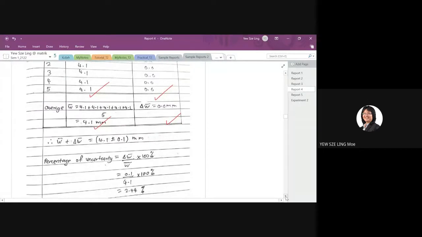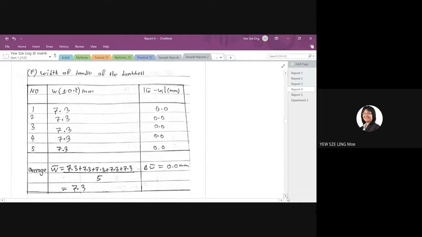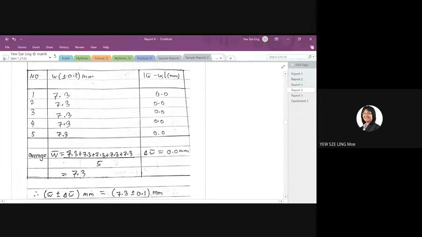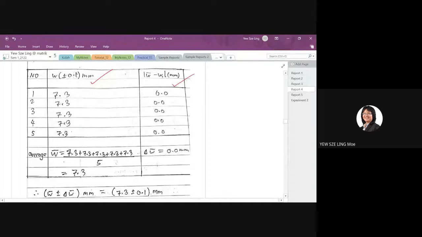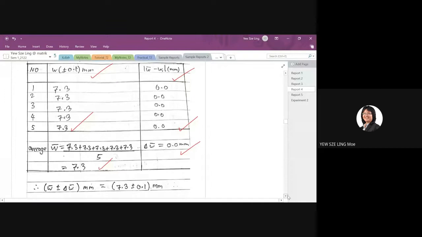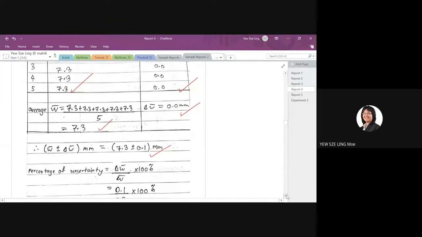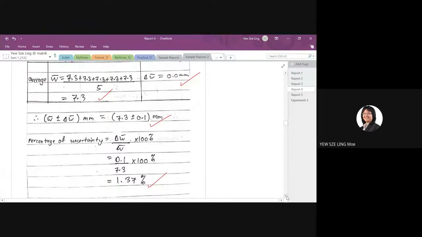When you write down the values in the result form, 4.1 plus minus 0.1 mm. Good. So 0.1 divided by 4.1. Okay, you got it. Same for the next table. So plus minus 0.1 mm. This is in mm. All right. So 7.3 plus minus 0.1 mm. So again, everything is calculated correctly.